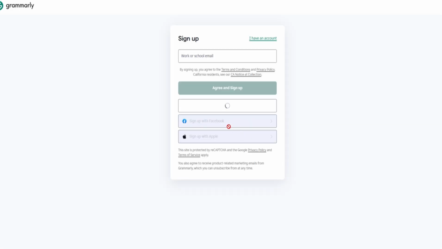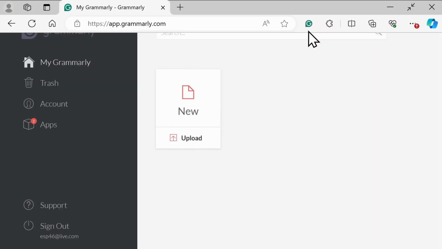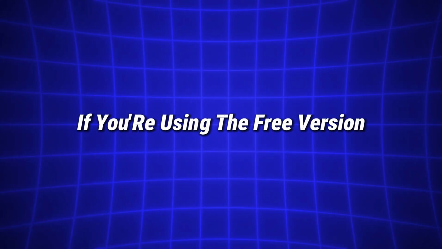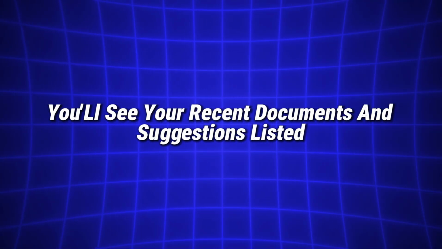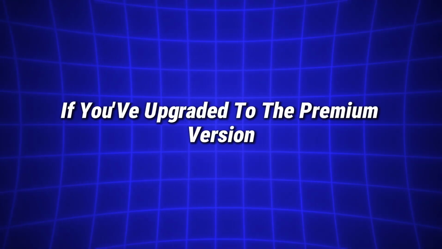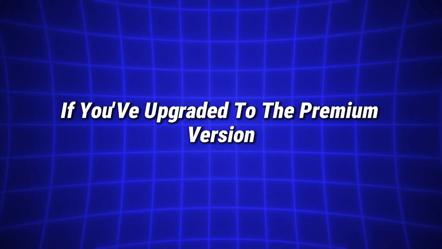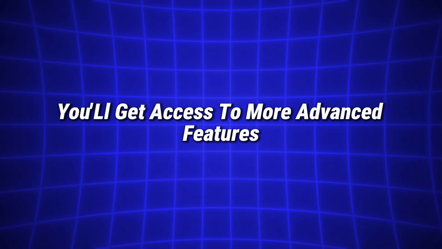You can sign up using your Google account, Facebook, or create a new account with your email. Once you've signed up, you'll be directed to your Grammarly dashboard. If you're using the free version, you'll see your recent documents and suggestions listed right on your homepage. If you've upgraded to the premium version, you'll get access to more advanced features, but more on that later.